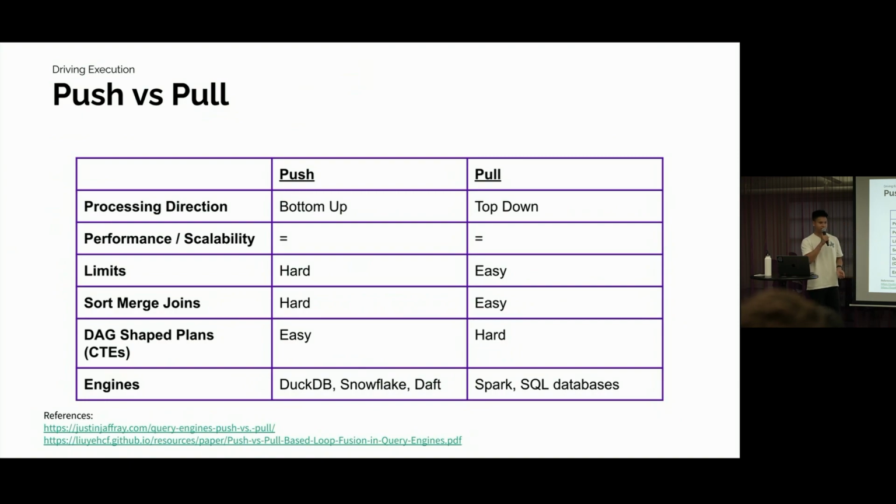However, DAG-shaped plans, or CTEs, are essentially where we're reading data from some table and using it in two separate parts of the query. For example, something like select star from table, group by, and so on, and then join on data from that same table. In a DAG-shaped plan, in a push-based system, we can easily take the scan of the data from that one table and push it directly into both sides of the query. Some engines that support the push-based system are DuckDB, Snowflake, and us. The pull-based system is implemented by Spark and most traditional SQL databases.